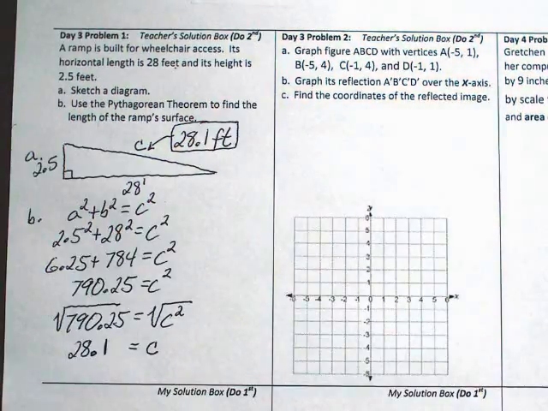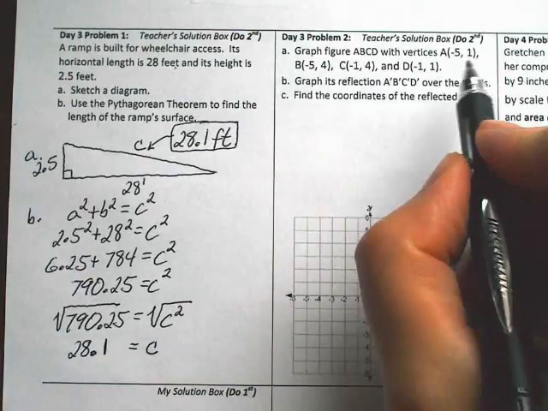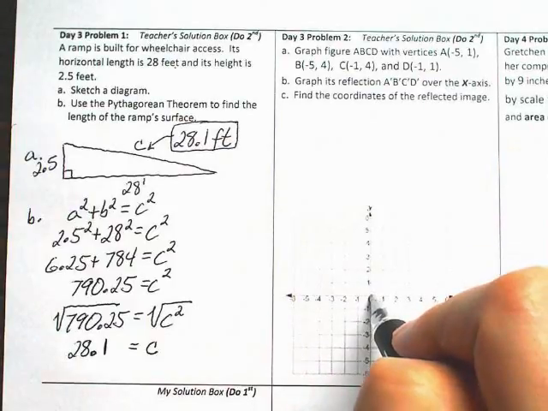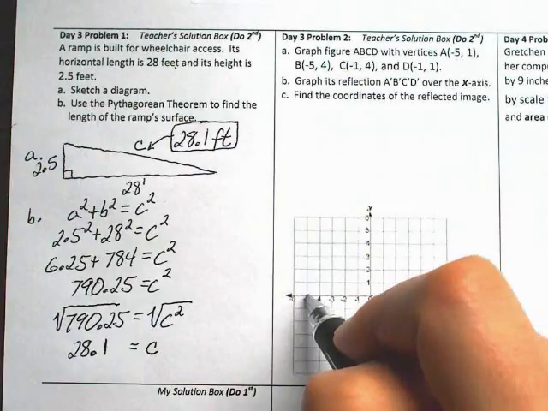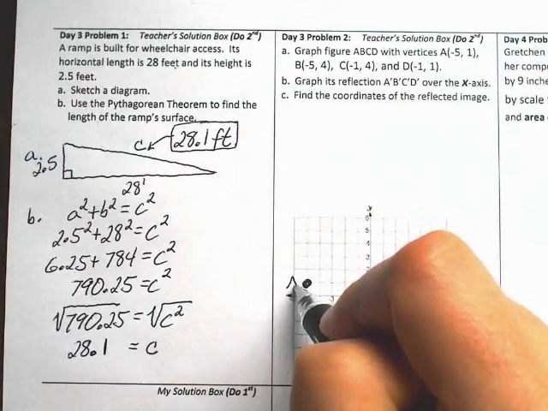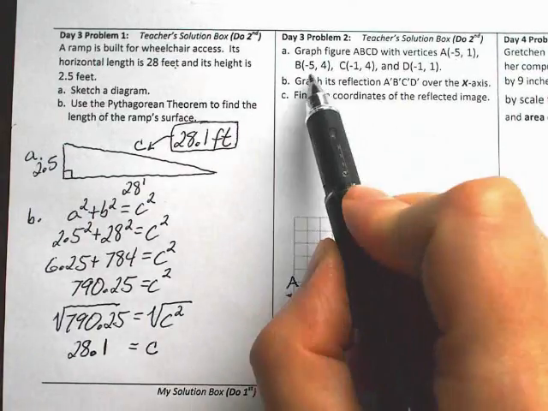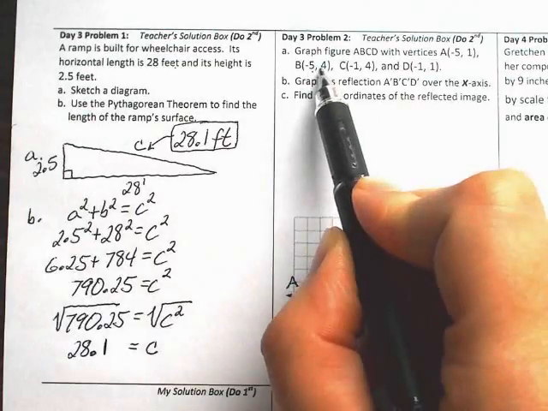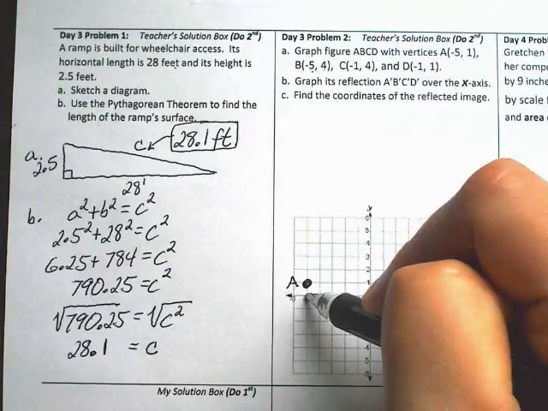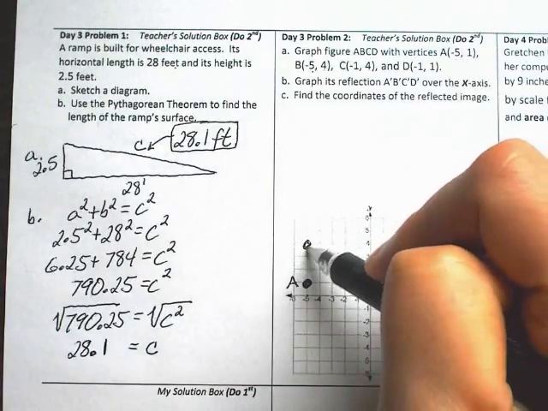Now, day 3, problem 2. Graph figure ABCD with vertices A, B, C, and D. So let's start with point A, -5, 1. Here's the origin, left 5, up 1. This dot is A. Now point B, -5, 4. Here's the origin, left 5, and then up to 4.